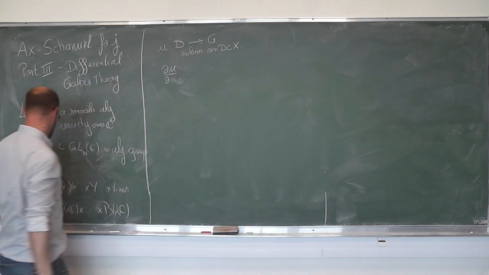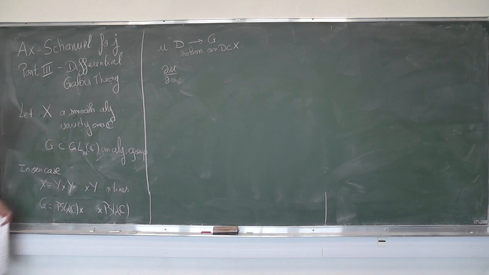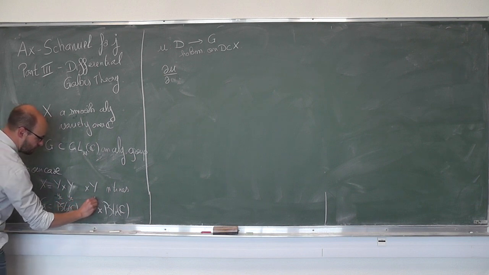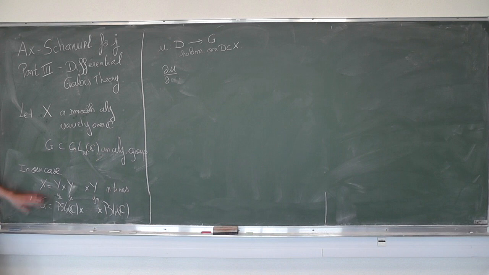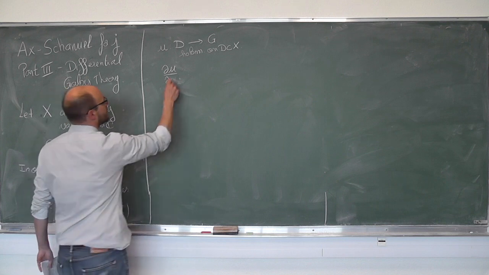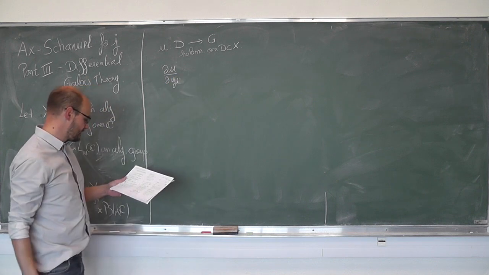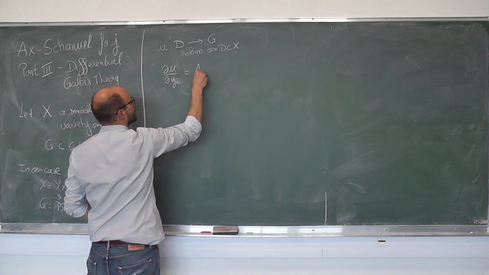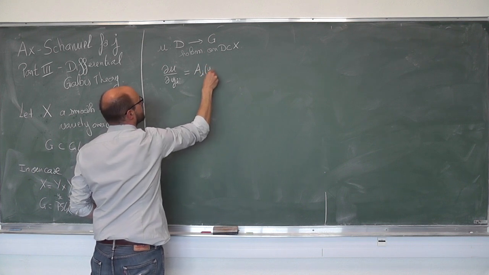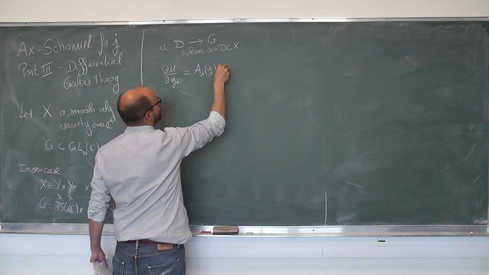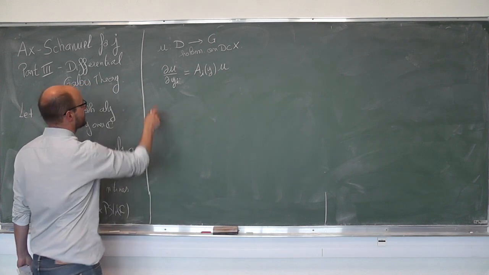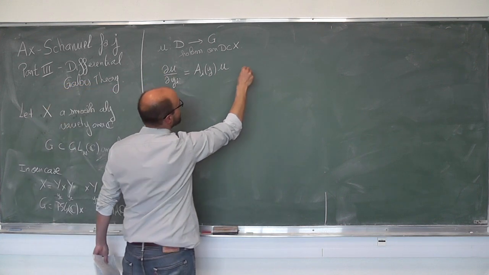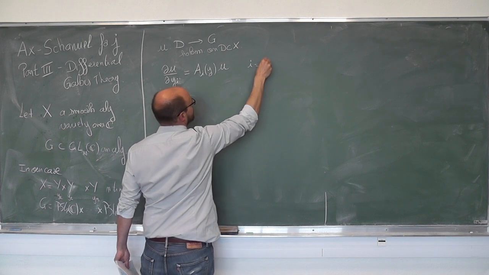Because our main example is in the Cartesian product, I will call y1 the coordinate in the first factor, y2 to yn, and in general I will call y1 to yn the coordinates on X. And so we have something looking like that: the derivative of u with respect to y_i is some matrix A_i of all the y's times u. So we want to solve such a system; we have n equations.